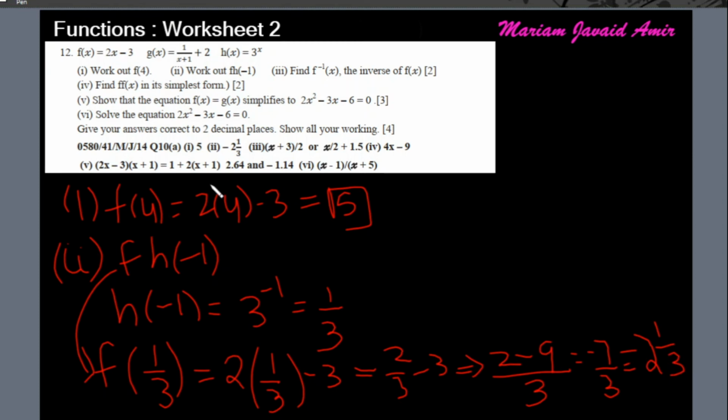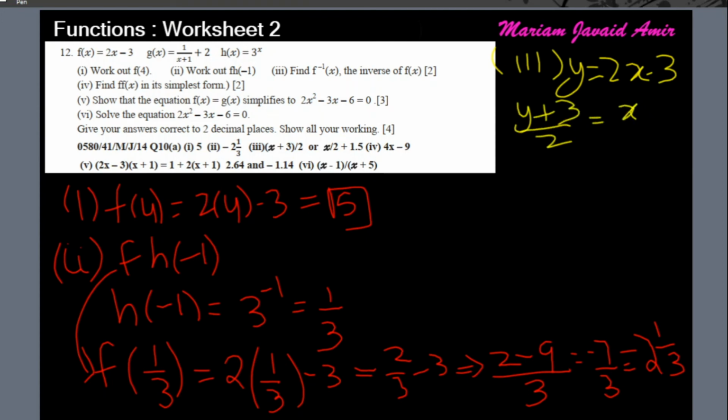Part 3, find f inverse of x. So y equals fx. We write y plus 3 over 2 equals x, and we write f inverse x equals x plus 3 over 2. Final answer in the end. Change the y here to x.